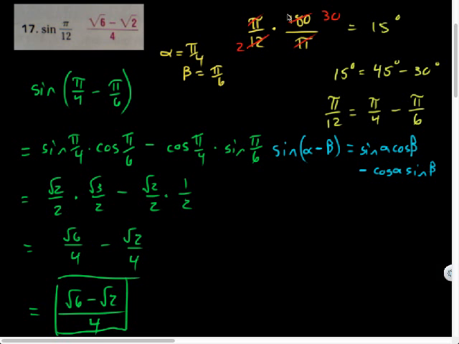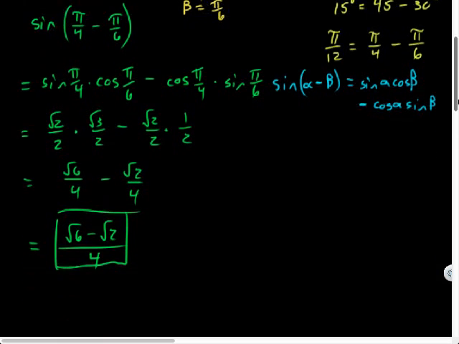Yeah, to convert from radians to degrees, you multiply by 180 over pi. To convert from degrees to radians, you multiply by that reciprocal, pi over 180. Yep. So let's look at another problem.